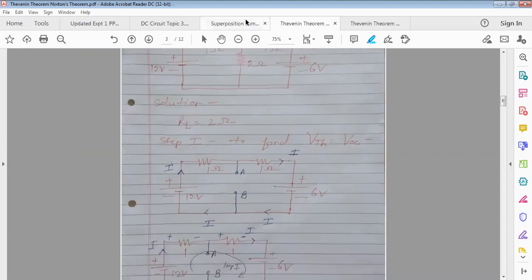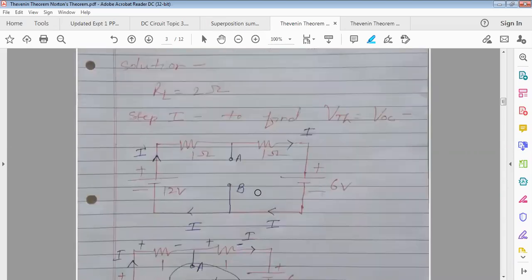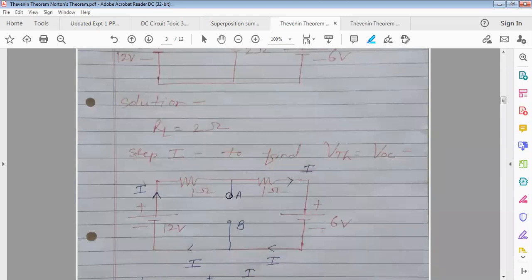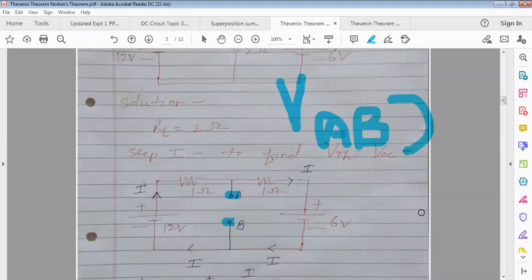Okay. Now once you draw this circuit, what is the aim? What do you have to find out here? Voltage across, VTH. And what is VTH? What is VOC? Which voltage is Thevenin's equivalent voltage? Find out in this circuit the voltage across the 2 open terminals A and B, VAB. Find out the voltage across the 2 open terminals A and B, and that will be Thevenin's equivalent voltage.